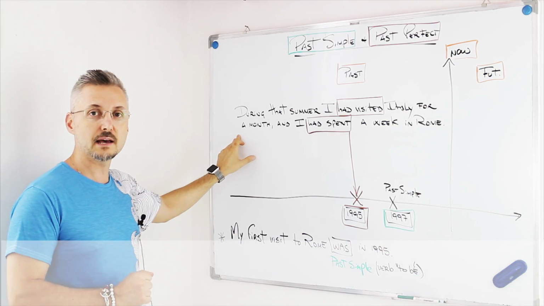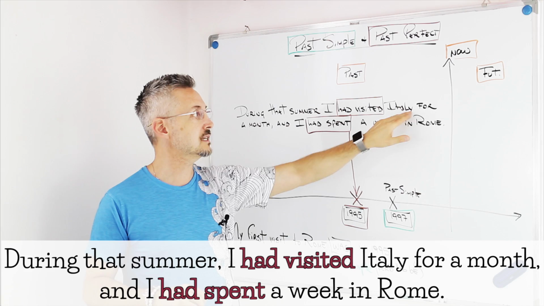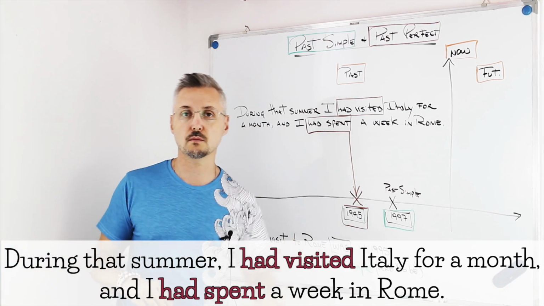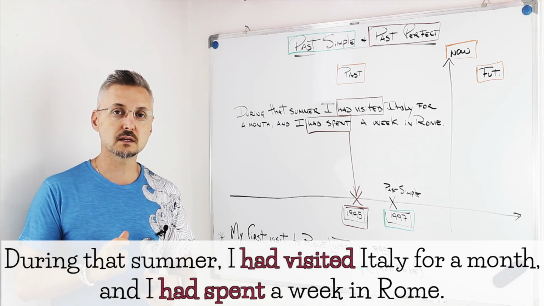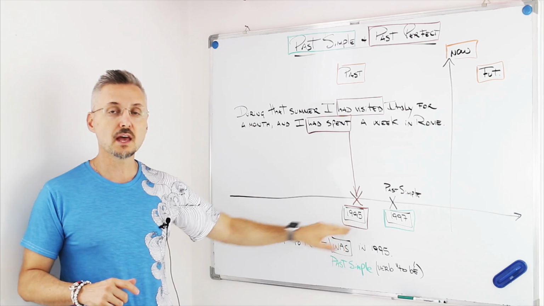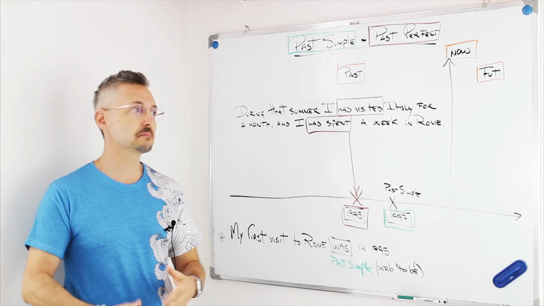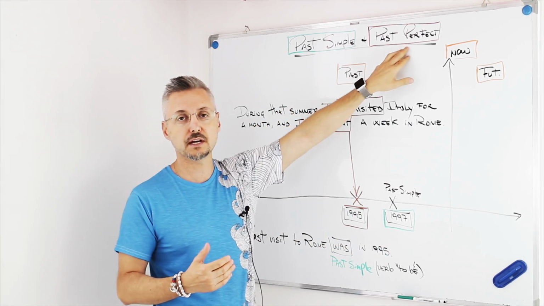The third example was, during that summer, I had visited Italy for a month and I had spent a week in Rome. In this case, I wanted to make a comparison between 1997 and 1995. If I want to talk about a past action that happened before another past action, I use the past perfect.